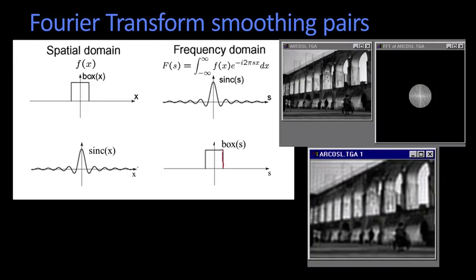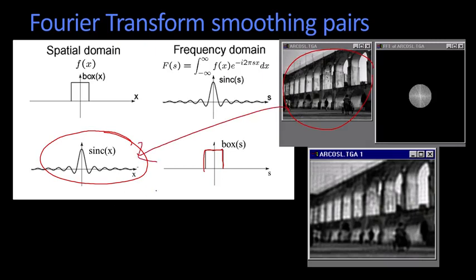When you multiply the frequency by a box, it's as if you convolved the image with its Fourier pair over here, the sinc function. So if you take this pretty picture and you convolve it with this ugly beast, you get something that looks like that. And that's where the ringing comes from. That's why you never want to just cut out the high frequencies, because what you're essentially doing is convolving your image with a sinc function.